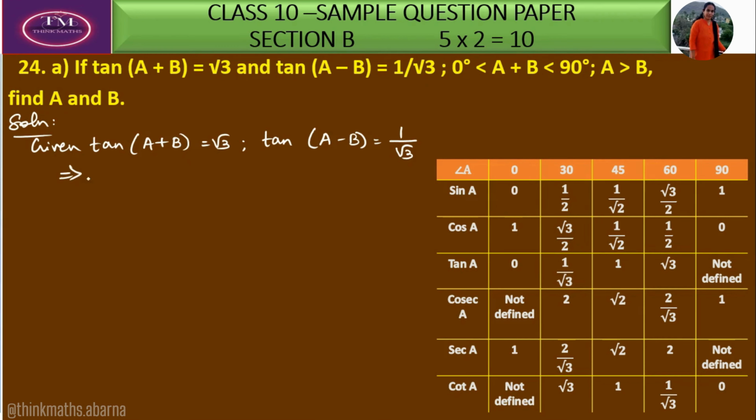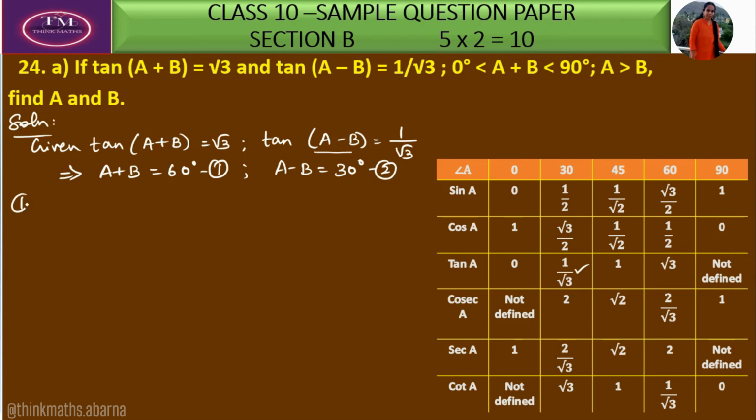So we can write A + B is equal to 60 degrees. In the same way, for which angle is the tan value 1 by root 3? It is 30 degrees. So tan 30 degrees is 1 by root 3. That means A - B will be 30 degrees. So this is equation 1 and equation 2.